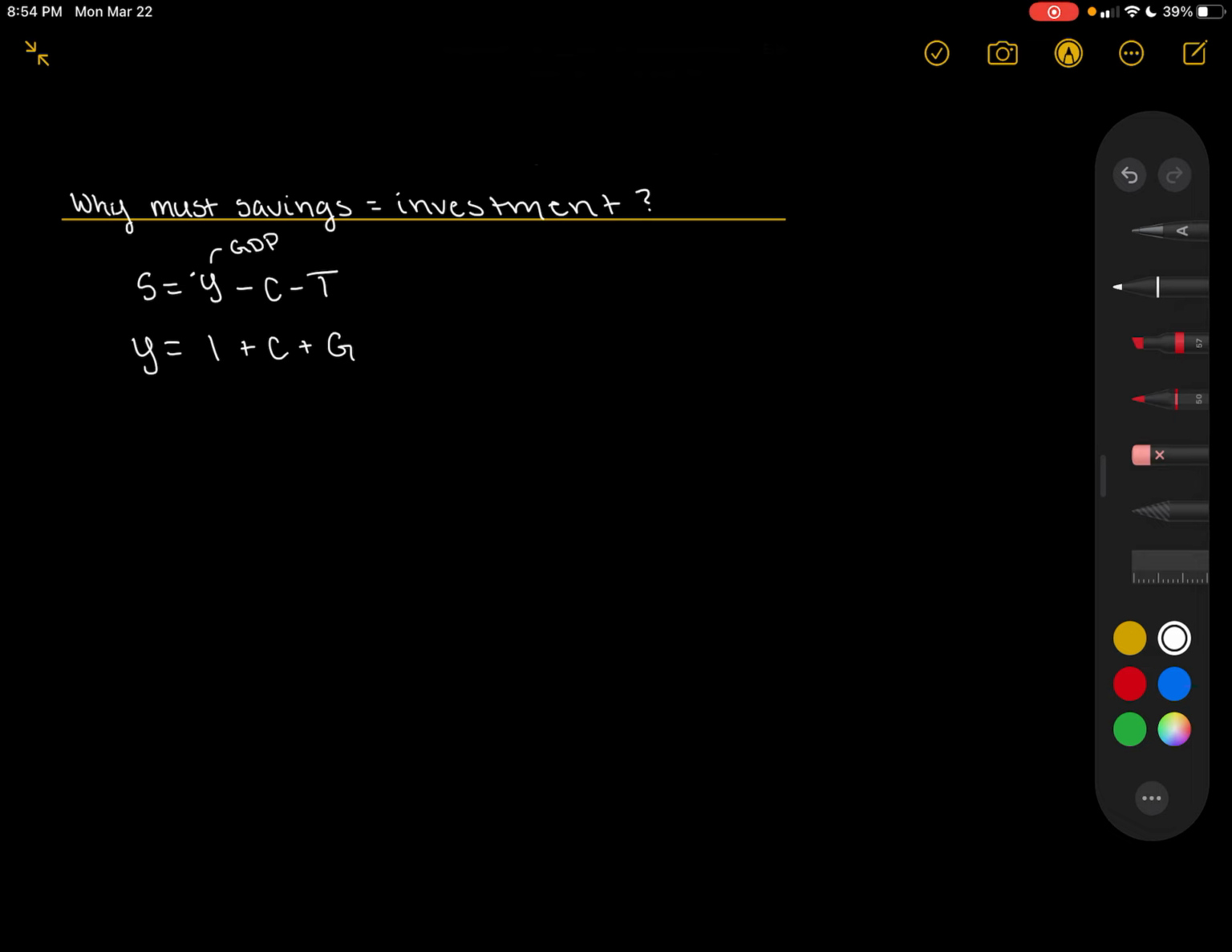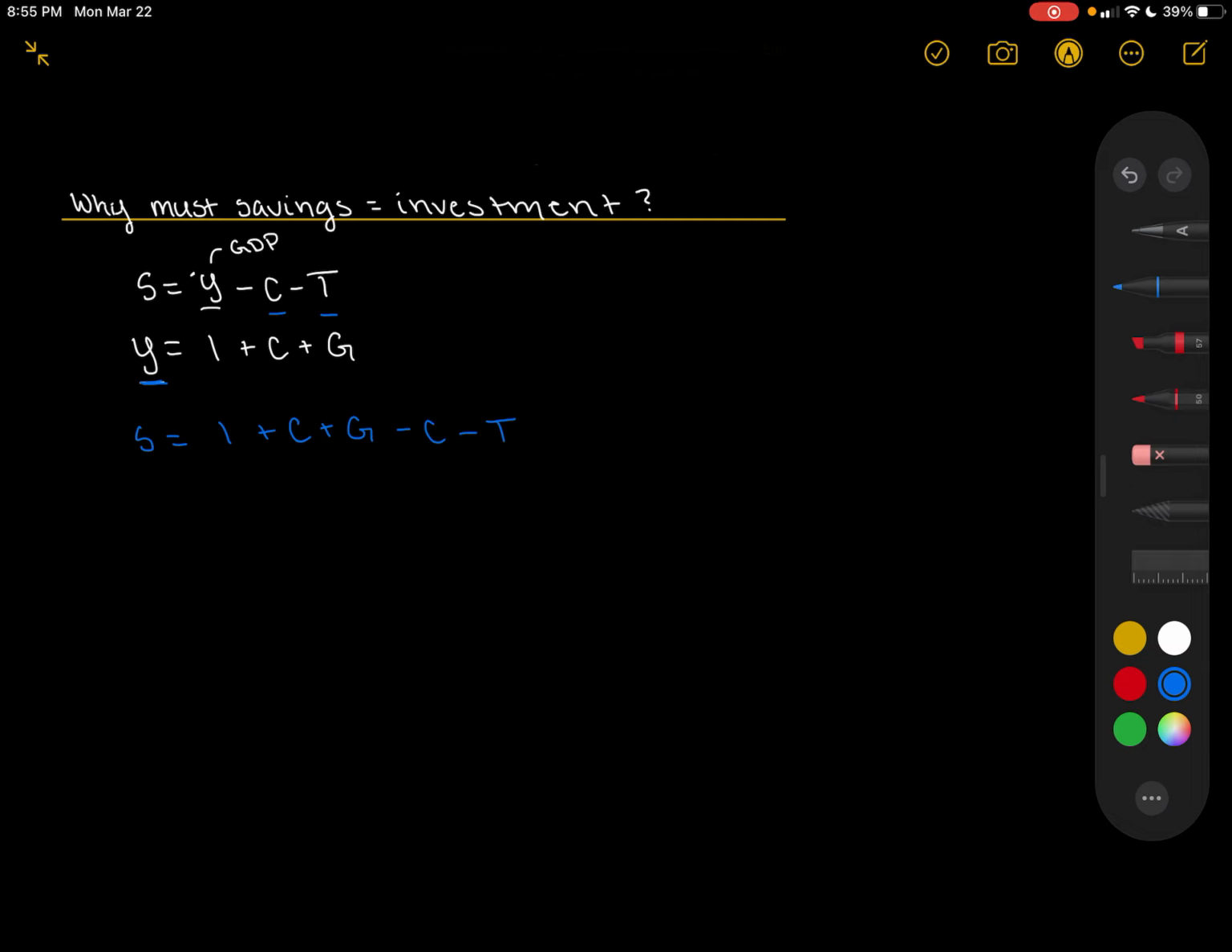So now by looking at these identities, what we can see is that we can substitute Y into that first equation. So let's go ahead and do that, which will give us that savings is equal to I plus C plus G, right? Because that's what Y was. And then we're left with a minus C and minus T.